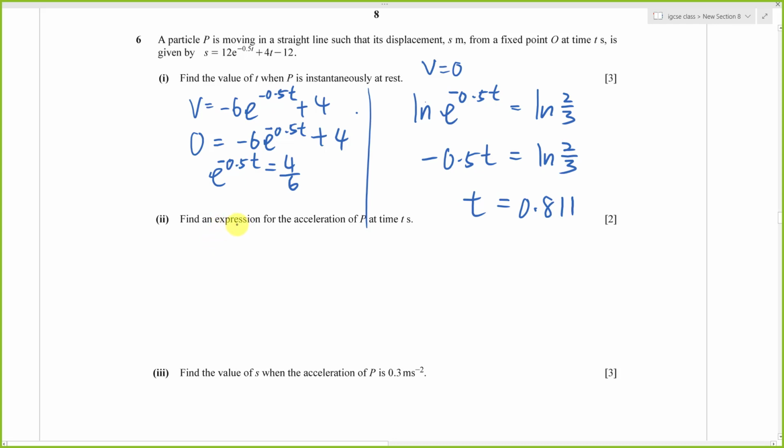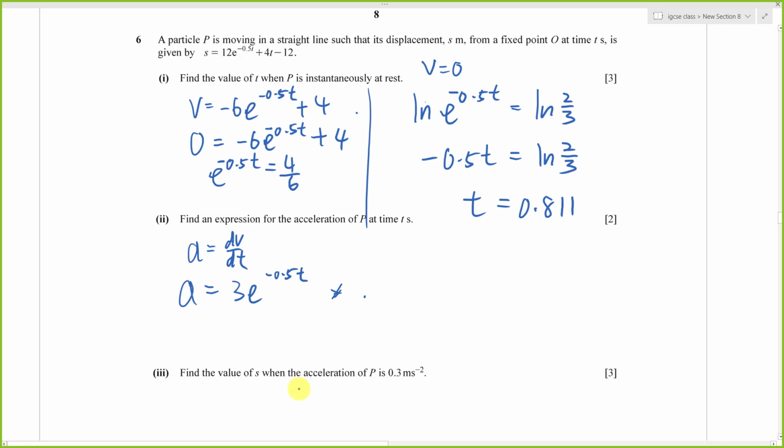Find an expression for the acceleration of P at a time t seconds. So you want to find a, which is dv/dt. So I will just differentiate the velocity here. If I differentiate the velocity, I should get 3e^(-0.5t). The question asked me to find an expression, so I'm done. This is the expression they asked for.